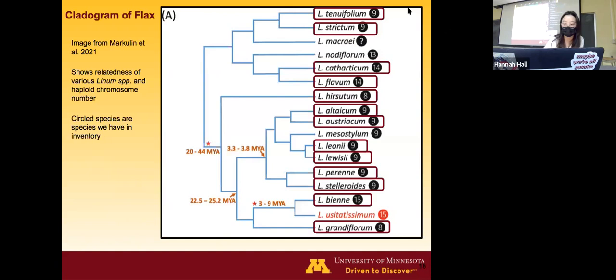This is an image of a cladogram of the various different Linum species. You can see how the different Linum species are related to each other based off of different genome duplication events. Also, off to the right, there are the haploid chromosome numbers for each of the species. All these circled ones are species that we actually have in our inventory at the moment.